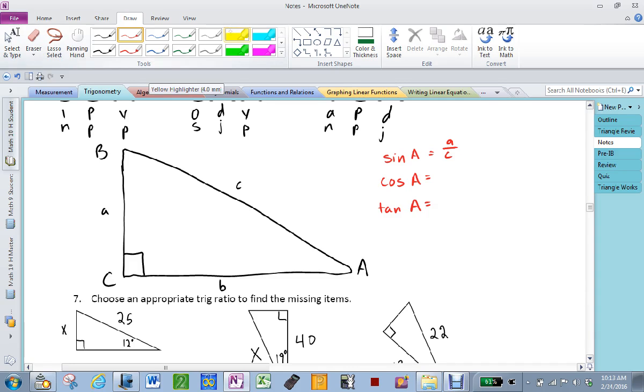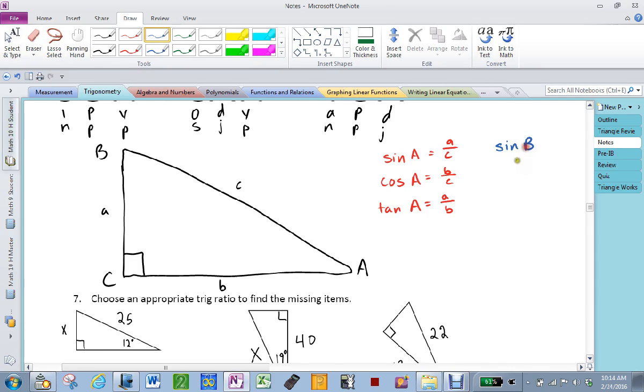What's cos of A? Little b over little c. What's tan of A? Little a over little b. Cool?